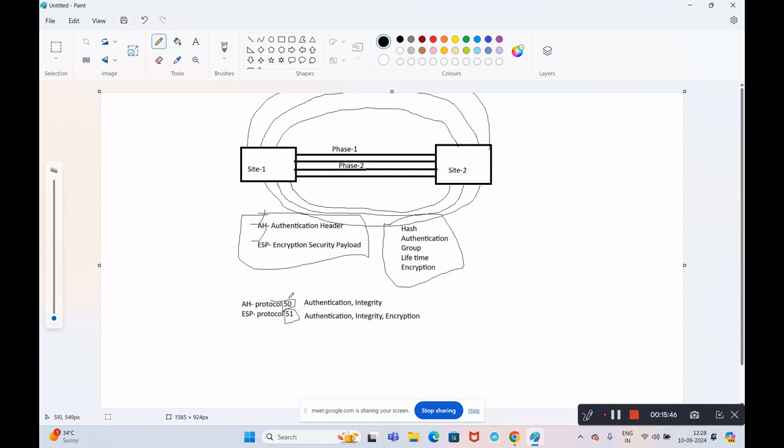Whenever we see the AH in the IPsec, the protocol number that it is going to use is 50, and whenever we are seeing the ESP protocol in the IP header, it uses the protocol number 51.